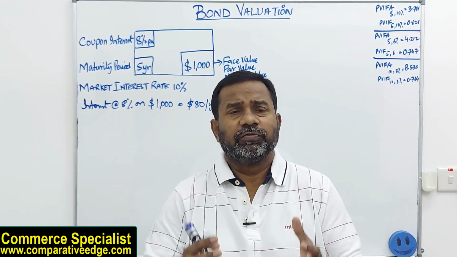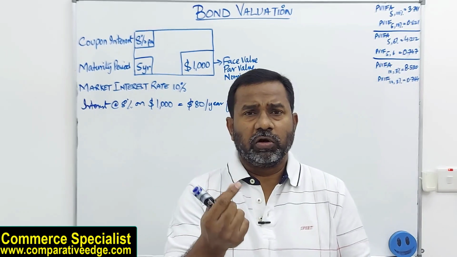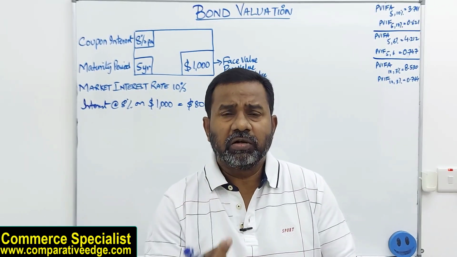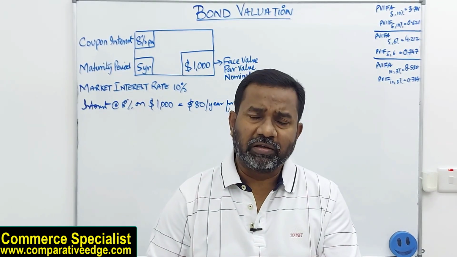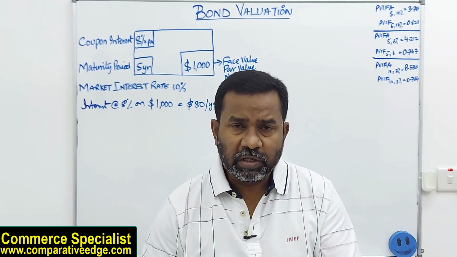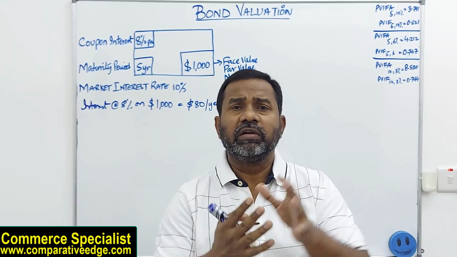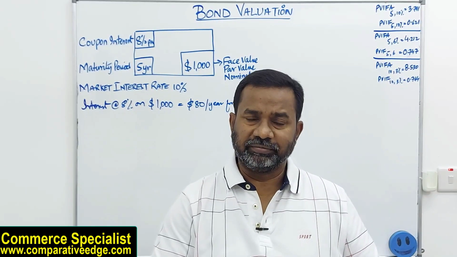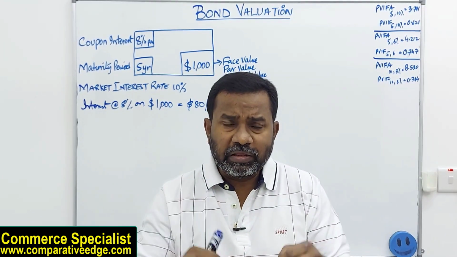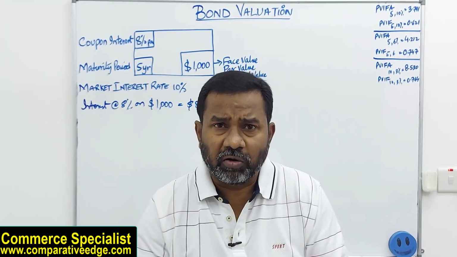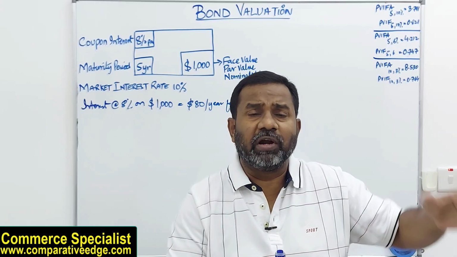Time value of money means, for example, if you have $100 today with you and you are going to deposit this $100 in a bank which gives you 10% interest, then after 1 year this $100 will become $110. This means today the value of $100 is $100, but after 1 year it will be $110.